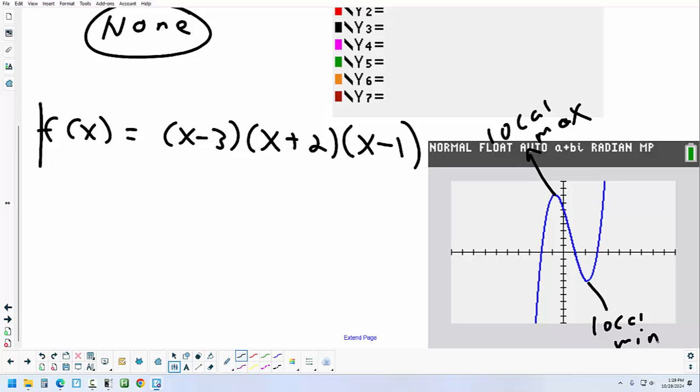The reason it's called local is because local means in that area. I'm not saying this is the minimum. This part over here goes a lot lower than that part. But in this area, local to the area, it's the lowest.